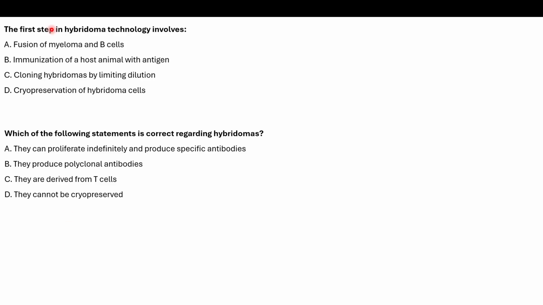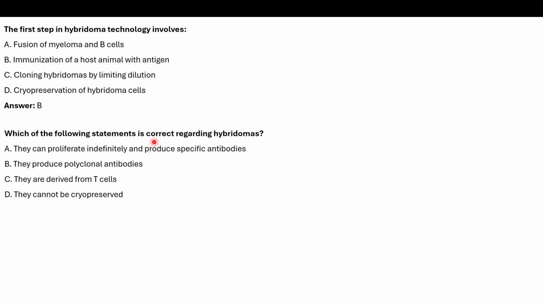Okay. The first step in hybridoma technology involves: the fusion of myeloma and B cells, immunization of a host animal with antigen, cloning hybridomas by limiting dilution, or cryopreservation of hybridoma cells. So the first step is basically to immunize, to inject the antigen inside the animal to produce B cells, which will eventually produce antibodies against that antigen. So correct option will be option B. After the B cells producing the specific antibodies are cultured, then those B cells will eventually be fused with myeloma cells. Okay. But the very first thing is immunization of the host animal with the antigen.